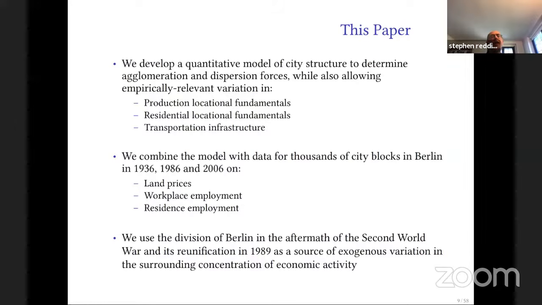The idea is that when Berlin was divided, that changed the density of surrounding economic activity, because West Berlin lost access to East Berlin and all of surrounding East Germany. That's an exogenous shock that was driven by military and strategic considerations. It wasn't driven by particular economic characteristics of different locations within West Berlin. And so it provides an exogenous shock to the surrounding density of economic activity. We can use that as a source of variation to try to estimate how density drives productivity through agglomeration forces.